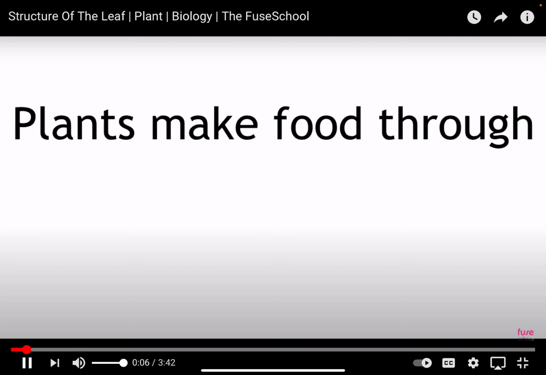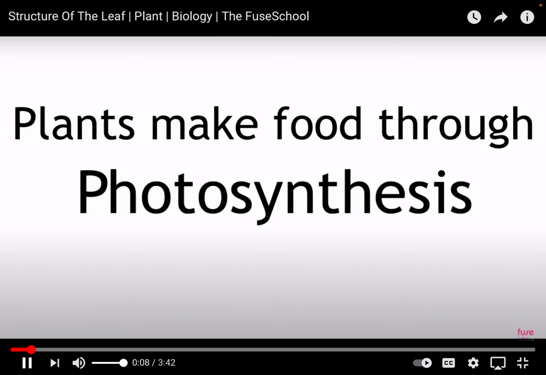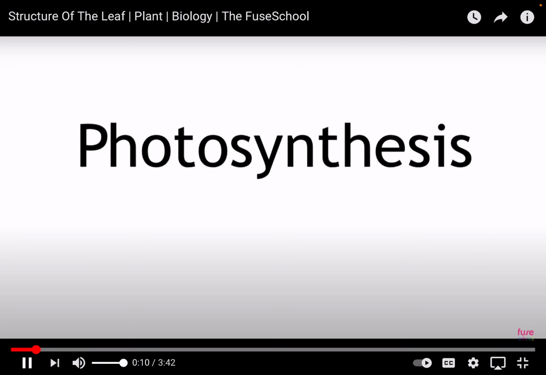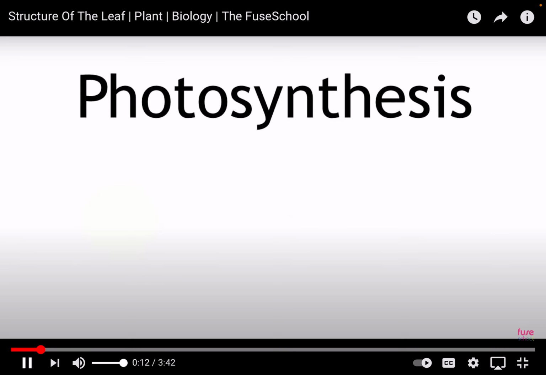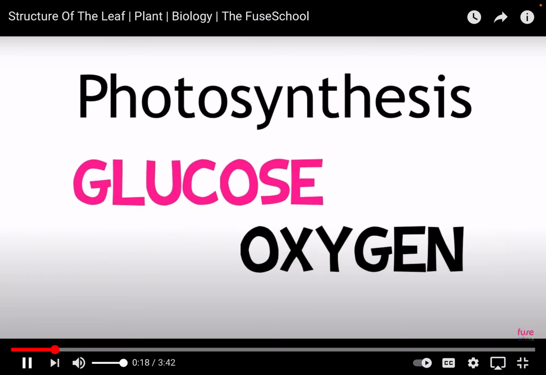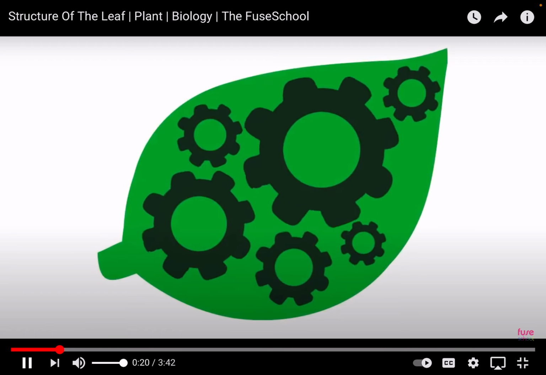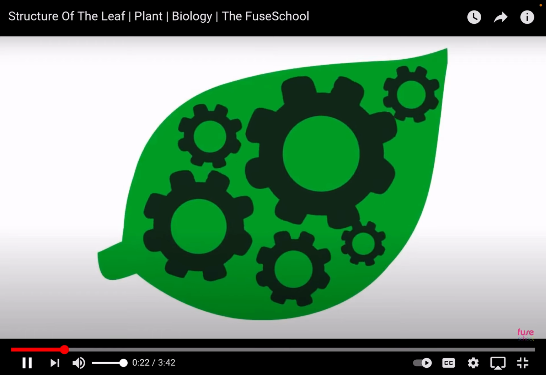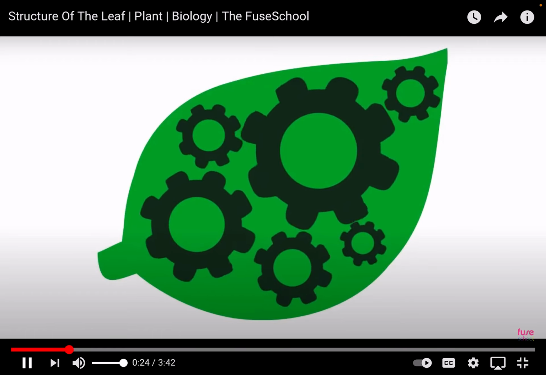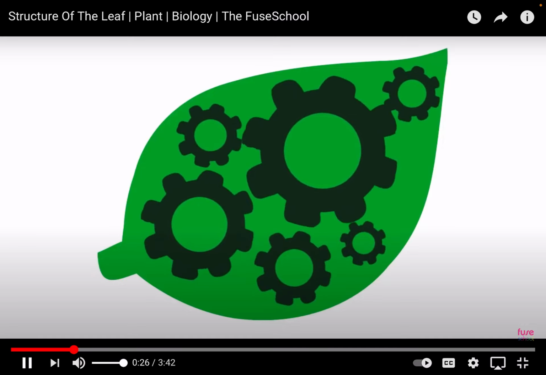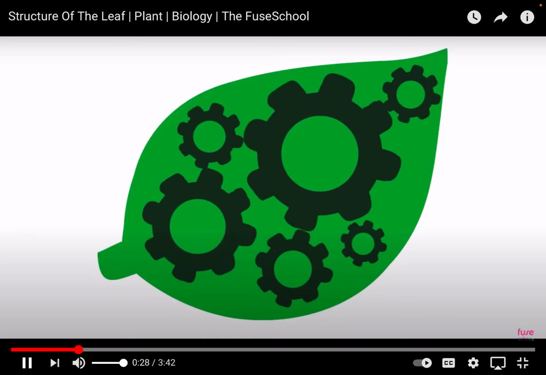So we know that plants make their own food through photosynthesis. But how does a plant get together the ingredients it needs for this? Sunlight, carbon dioxide, and water, and then combine those to create glucose and oxygen? Well, that's what leaves are for. A leaf is like a plant's food factory, and its parts work together to get the reactants into one place so that photosynthesis can happen.